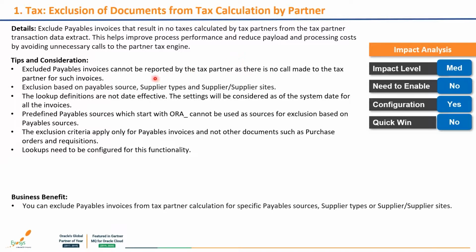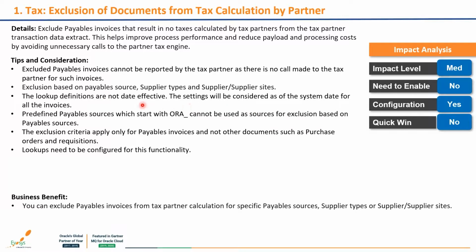Those invoices will not be reported by the tax partner because we are not making any calls to the partner tax engine for such invoices, right? And as I mentioned earlier, that exclusion can be based on three categories: either on the basis of payable source, supplier types, or supplier or supplier sites, right? We just need to define some lookup options and lookup values, right? And the lookup values that we define are not effective dated, so they will be checked as on date. Whenever I'm using this functionality, it will be checked on that date whether it is enabled or not, right?